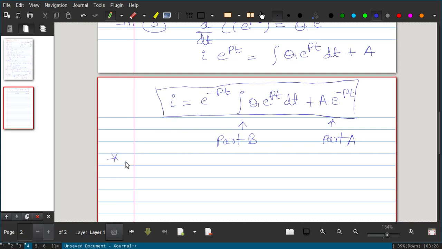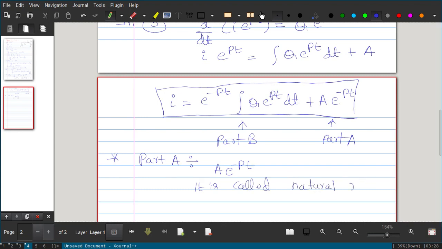First we will consider part A. Part A is A into e power minus pt. If you compare this one with the source free RL network, you will see the similarity. This can be compared to the response of the RL network with forcing function equal to 0. That's why it is called the natural response. This part of the solution matches with the source free RL network.